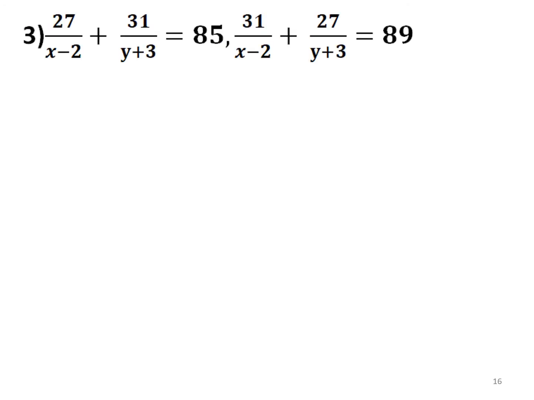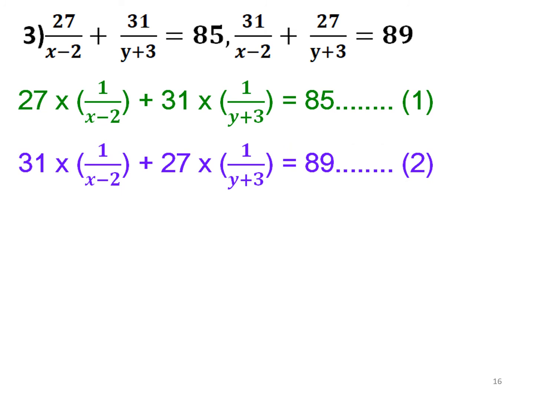Let's move to the third question. 27 upon x minus 2 plus 31 upon y plus 3 is equal to 85. 31 upon x minus 2 plus 27 upon y plus 3 is equal to 89. Simplifying the equation, 27 into 1 upon x minus 2 plus 31 into 1 upon y plus 3 is equal to 85 is my equation 1.